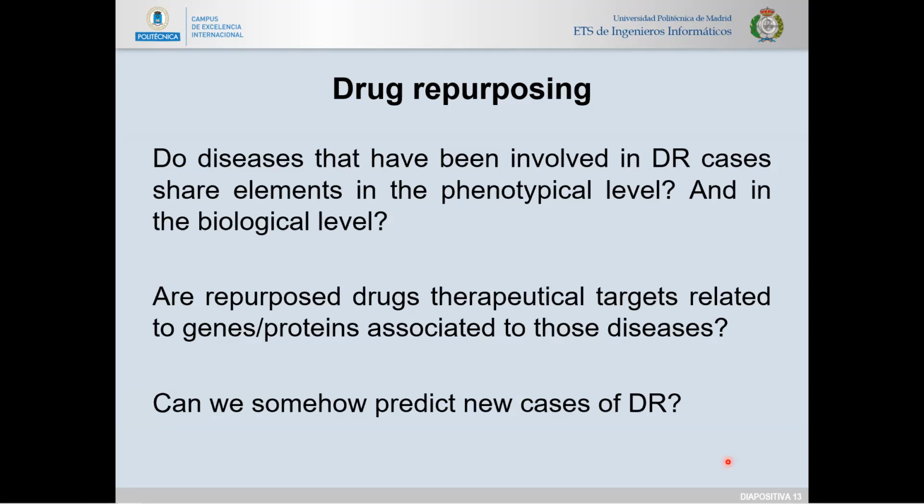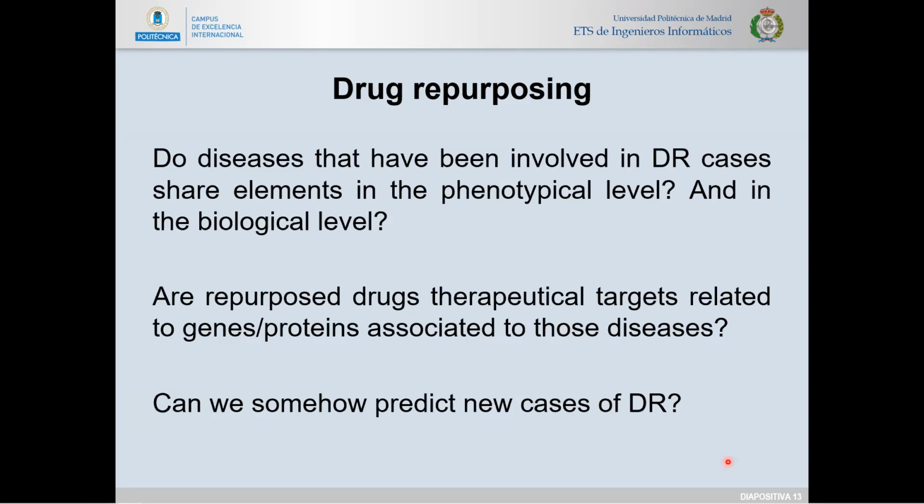So we want you to think if the diseases that have been involved in drug repositioning cases share elements at the phenotypical level, or do they share elements at the biological level? So we have to pose that question to ourselves to research new possibilities in drug repositioning. Also, another thing that we have to think about when doing drug repositioning is, are repurposed drugs' therapeutical targets related to those genes and proteins that were related to the disease? So two diseases that share genes, and that gene is part of a therapeutical target of a drug, could those diseases be treated by the same drug?